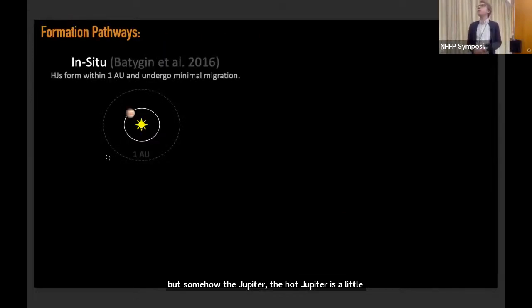So what do we know about hot Jupiters? The truth is, we don't know how they form. We have several different mechanisms, and I'm going to go over 4 today. These are kind of the leading 4, but by no means is this a fully exhaustive list of possible ways you could form a hot Jupiter.